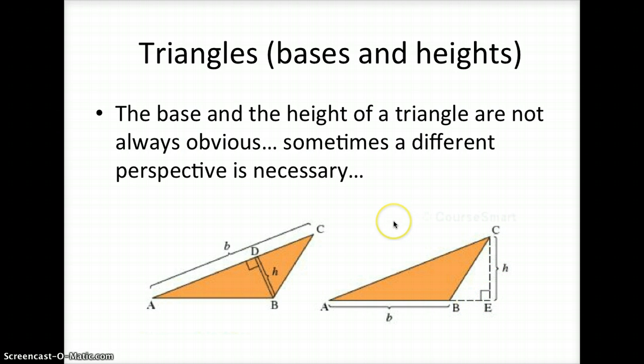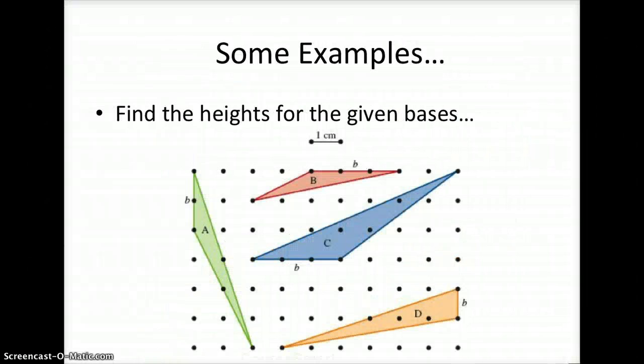So there might be more than one way to find the height in order to be able to solve some of these problems, and they can get rather complicated. In this case, I'll run through some of what we might think of as bases and heights of these figures.